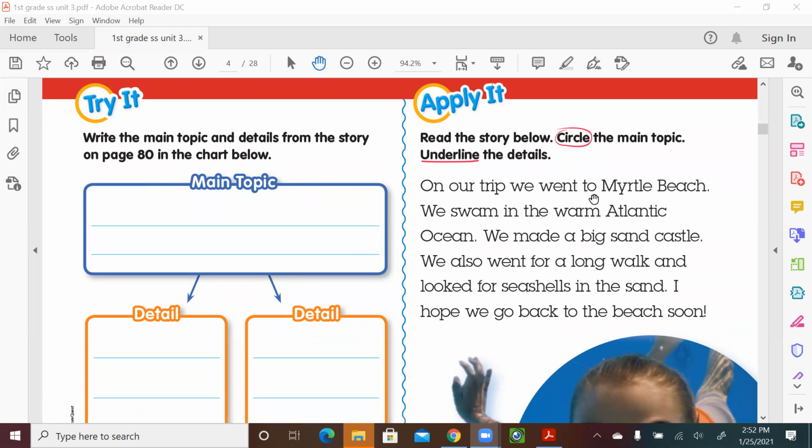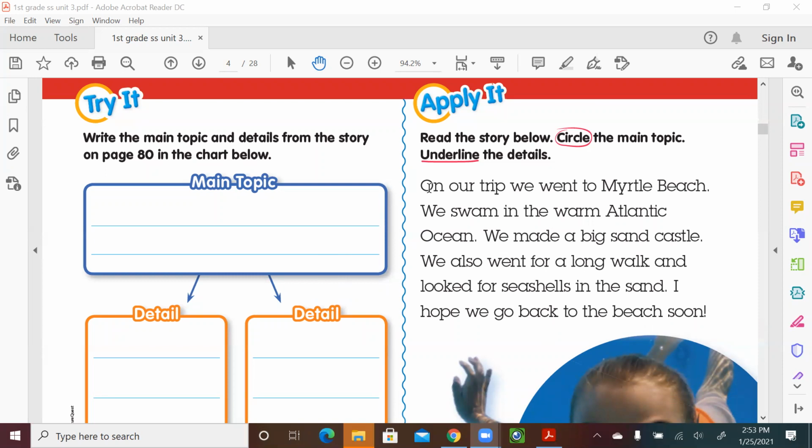On our trip, we went to Myrtle Beach. We swam in the warm Atlantic Ocean. We made a big sand castle. We also went for a long walk and looked for seashells in the sand. I hope we go back to the beach soon.